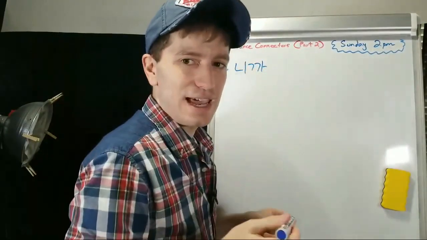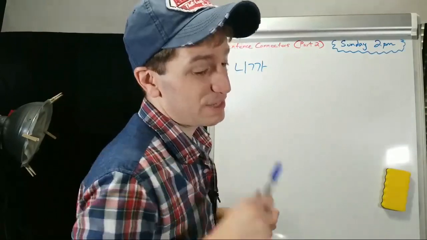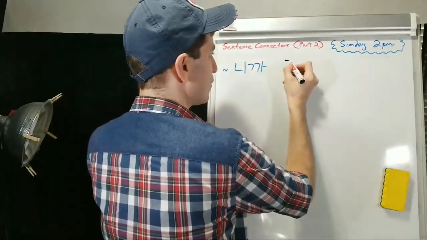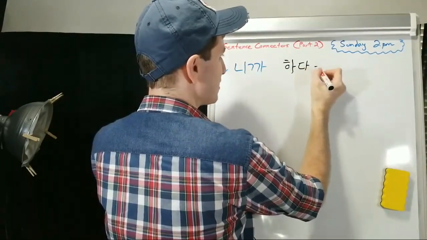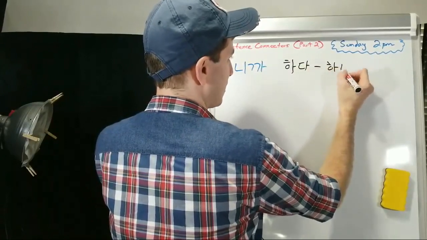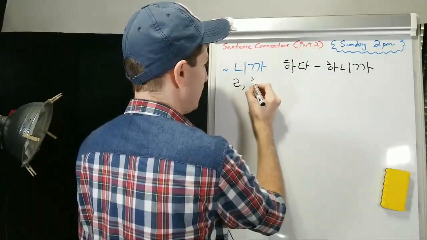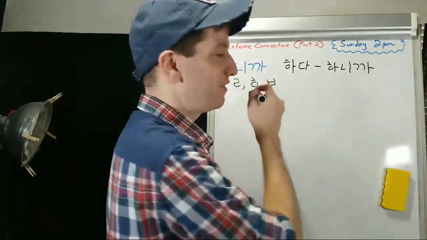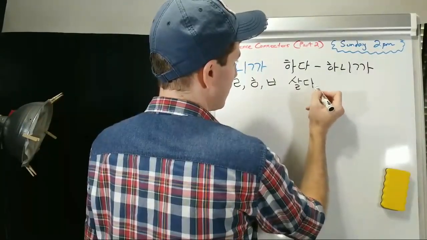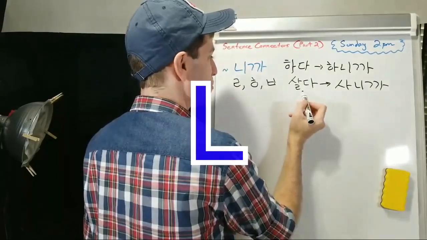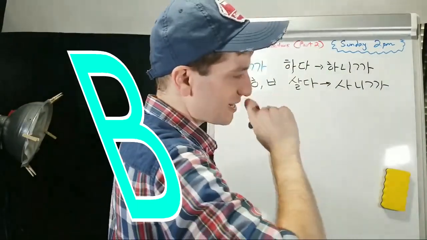니까, this is a form that is used to mean because. So to make this, you just take a verb stem. So we have 하다 minus the 다, and you get 하, and you attach 니까, 하니까. But there are some exceptions. If the verb ends in ㄹ, ㅎ, or ㅂ, you have to remove these letters first. 살다 becomes 사니까. Notice the L goes away. Anything with a ㅎ. However, there's an exception for ㅂ.